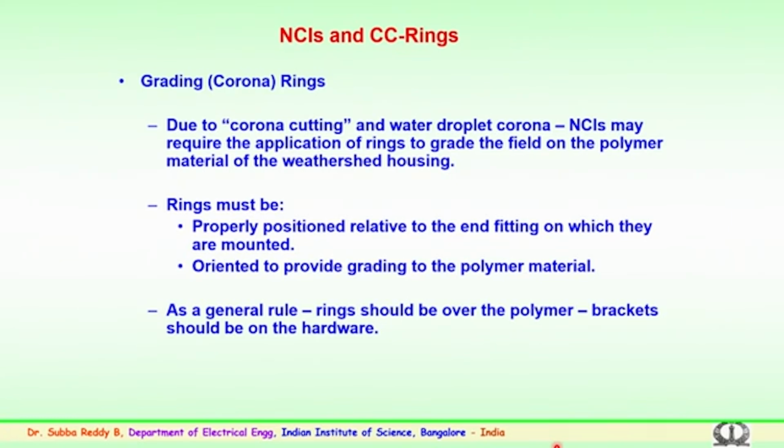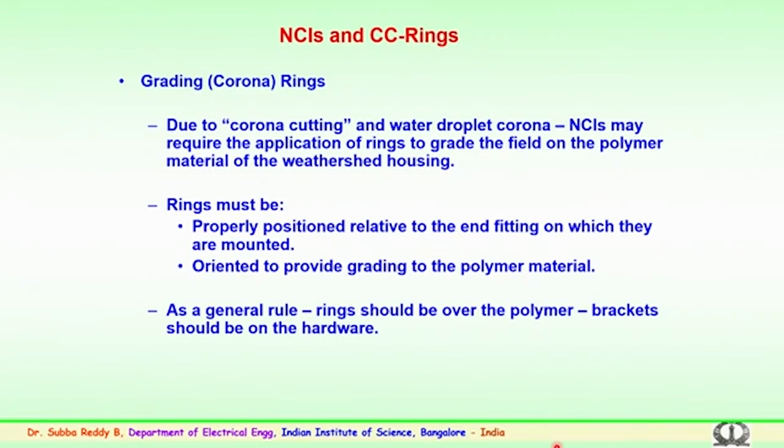So, due to corona cutting, as we call it, and also water droplet corona, which may happen because of rain droplets which settle on the surface of a polymer insulator, these are likely to develop small discharges and later corona discharges, which slowly degrade the surface of the insulator. Over a period of time it may lose its hydrophobicity characteristics, and later the degradation of the insulator could happen.